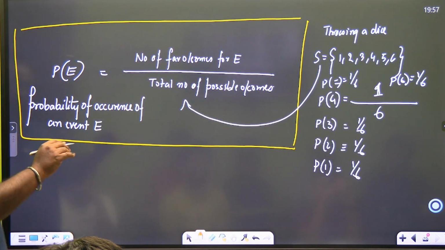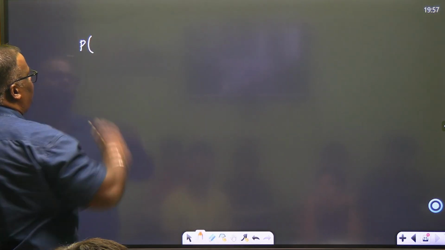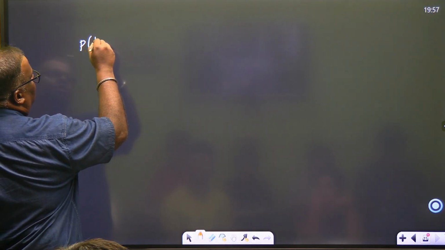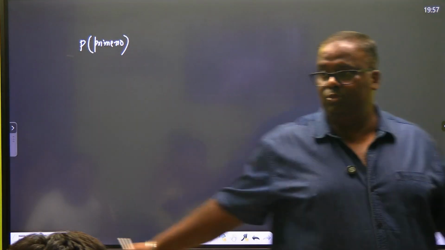From tomorrow I will remove it. Okay, come, let's change this question a little. Probability of getting a number, the question is the same. A dice is thrown. What is the probability that the number which comes up? Raghav.